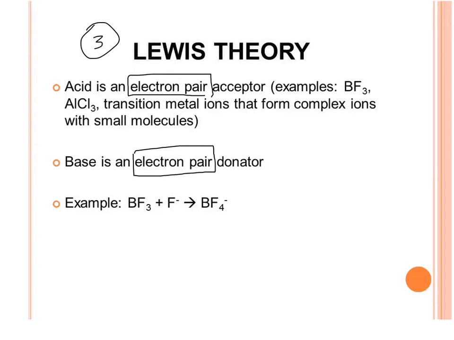If we look at BF3, it is an acid, a Lewis acid, because it's going to accept a pair of electrons from the F- to become BF4-. That means that the F- is an electron pair donator, so in this reaction, it's acting as a base.